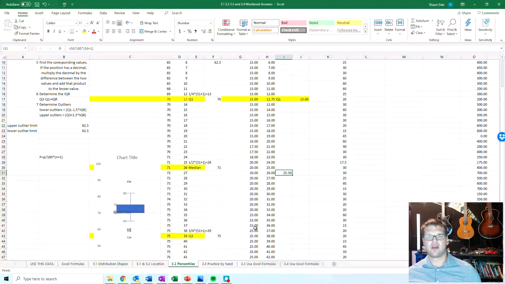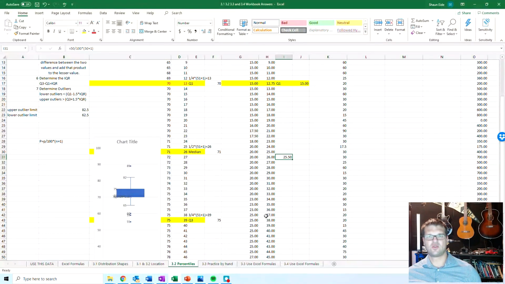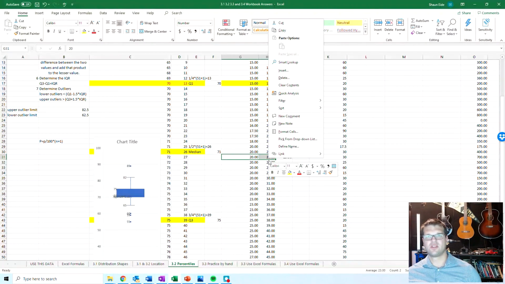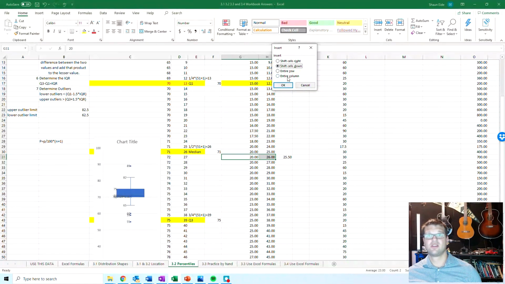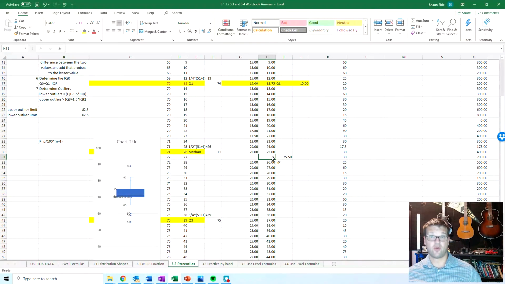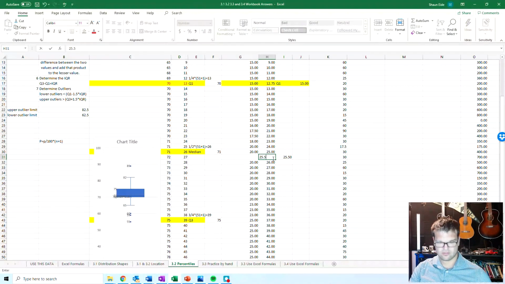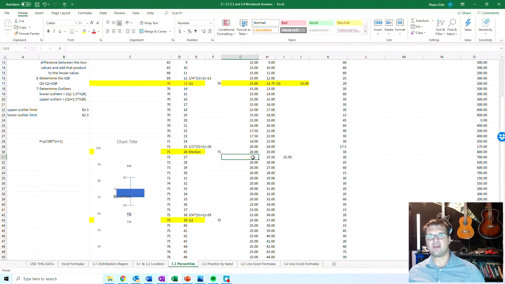So we're going to go down and find the 25th. Okay, we were right there. The 25th and the 26th. And so we're going to insert this right here. Let's see, insert, shift cells down, and we're going to make 25.5. And the value is, once again, just because this is 20 and this is 20, this value is also going to be 20.